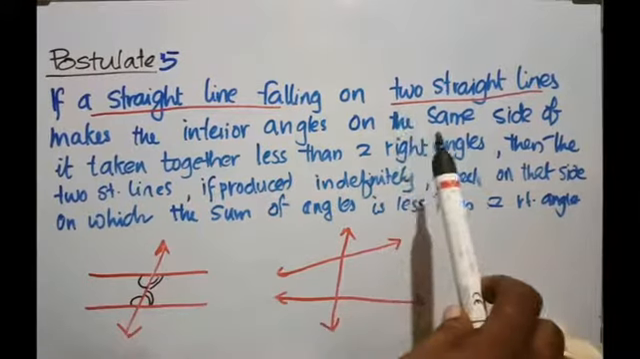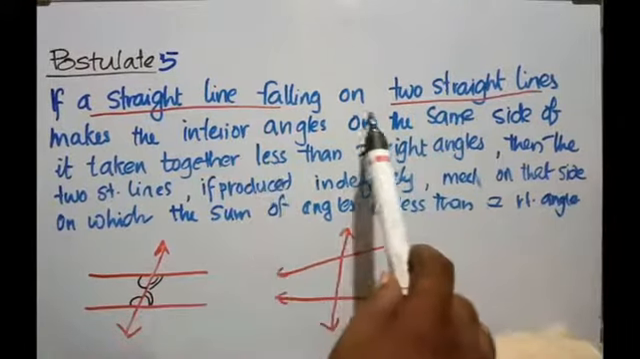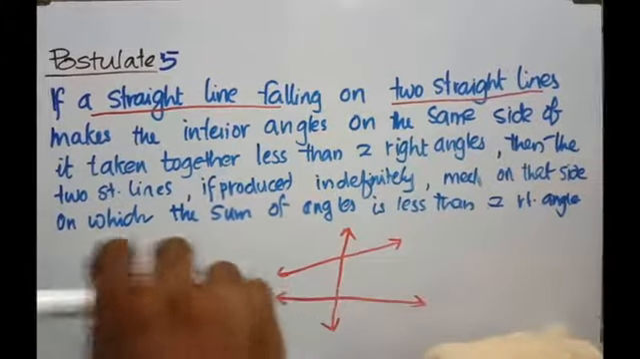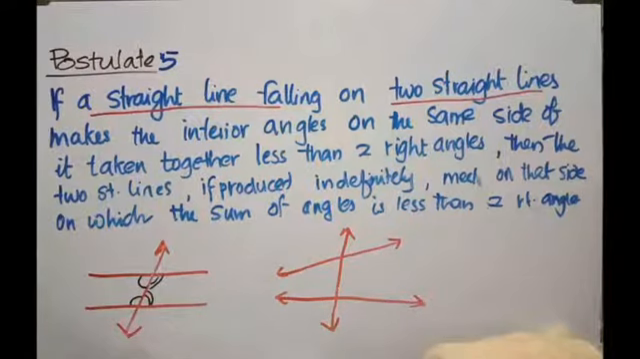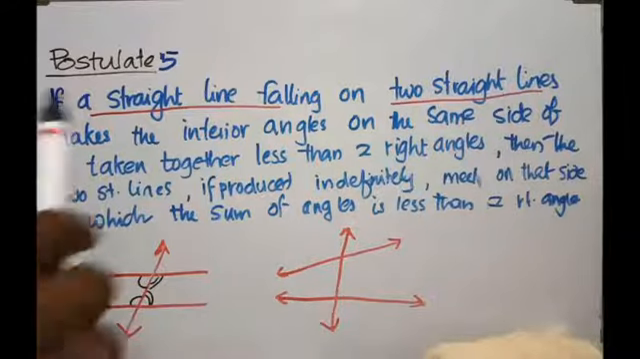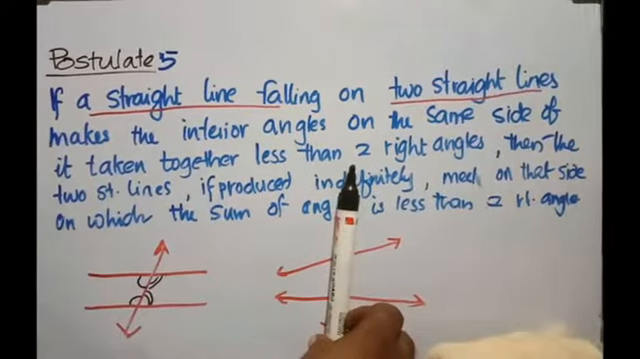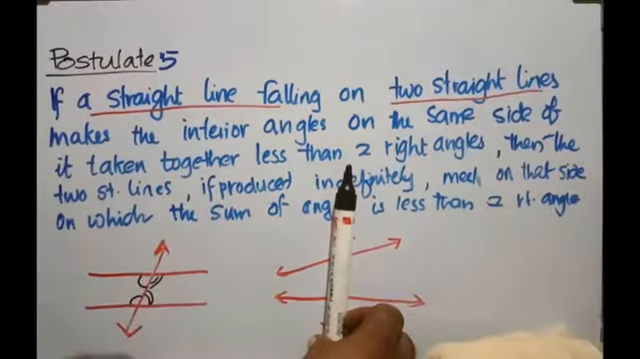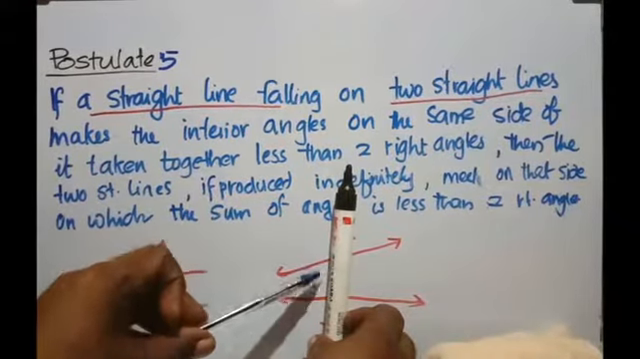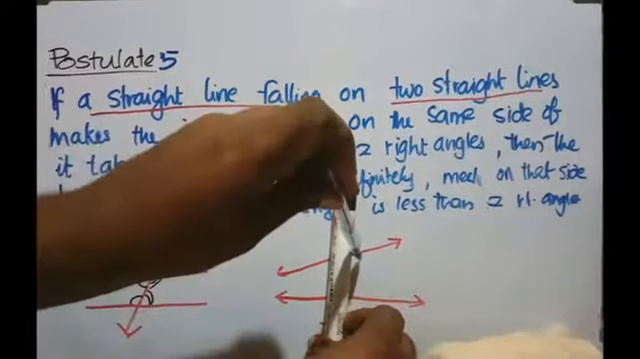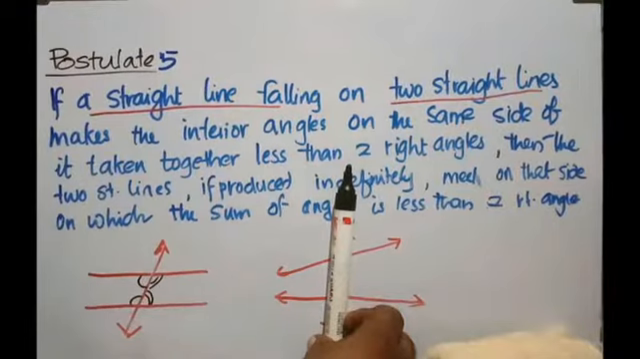So which interior angles do we want? The interior angles on the same side of it. We want the interior angles on the same side of this line. If this is an angle, its pair will be this one. Or if this is an angle, its pair will be this one. That is what is meant by interior angles on the same side.